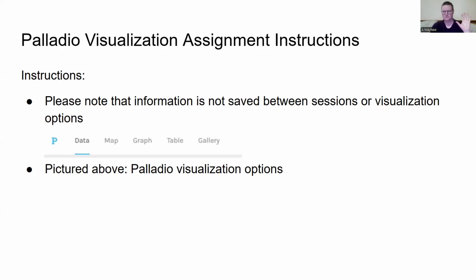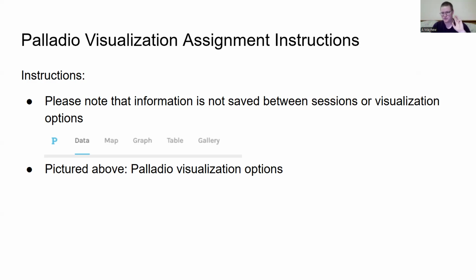So be careful, because that can lose you some work if you were playing around with something. This is one of the disadvantages of a web-based tool. On the other hand, if you messed something up and you got lost, it can be a really easy way to just reset things. But yeah, these are the options: map, graph, table, gallery.